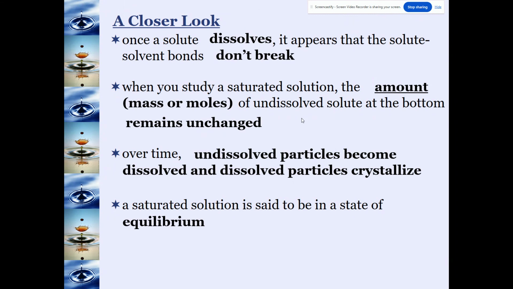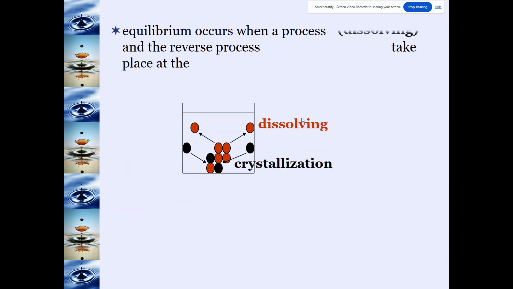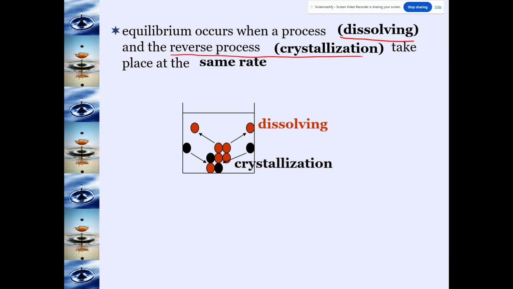But what's actually happening is some of the undissolved particles are dissolving and some of the dissolved particles are crystallizing. And so a saturated solution is said to be at a state of equilibrium because these are happening at equal rates. Okay, the process of dissolving and the reverse process of crystallizing is happening at the same rate. So while one particle crystallizes, another particle dissolves.